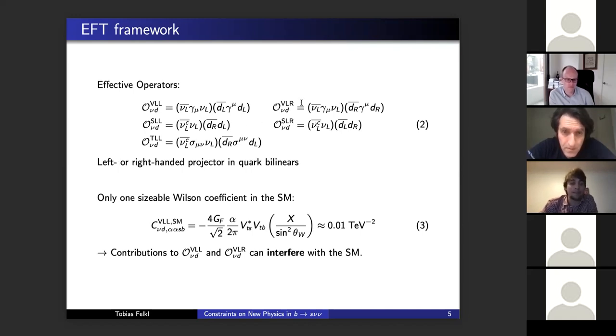So we have 5 operators available here, but only one of them gets a sizable contribution in the standard model, which is the left-handed vector operator. If you plug in the numbers, then you get a contribution which is about 0.01 inverse TeV squared here. But new physics could now in principle give rise to all of these operators. And then there might be interference with the standard model if it contributes to the vector operators, either the left or the right-handed one. In that case, the effects will be a bit different.